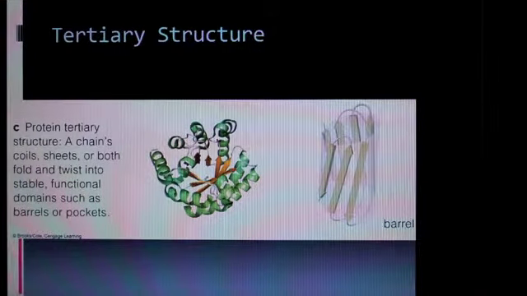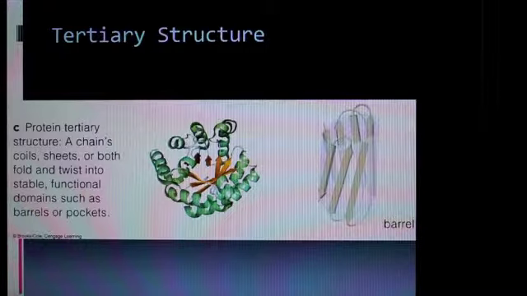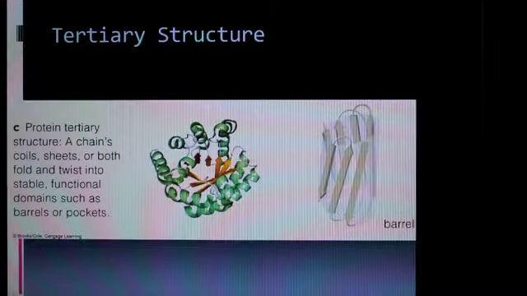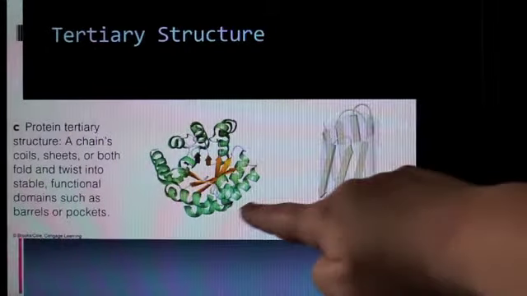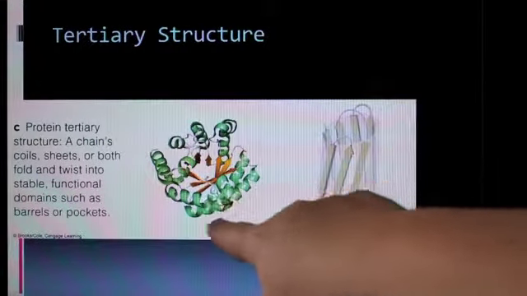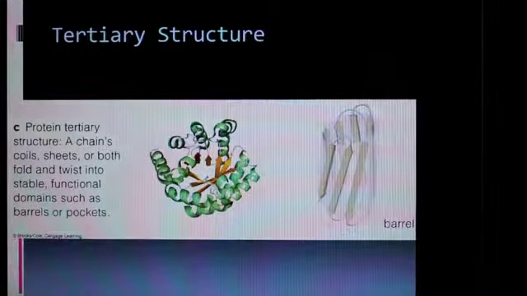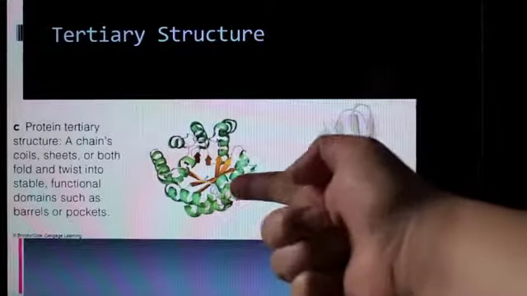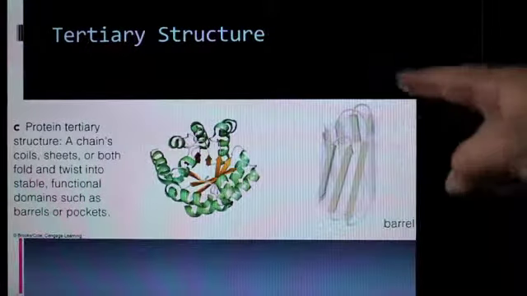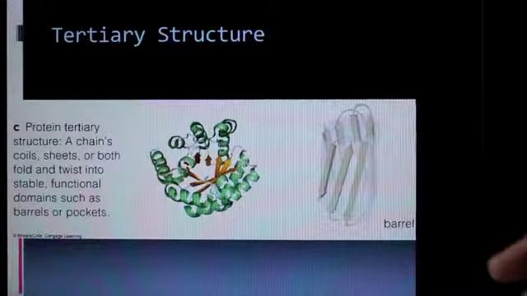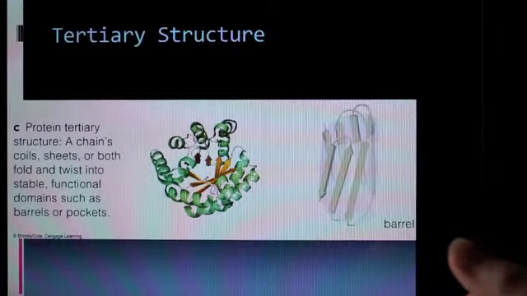Then you have individual coils and sheets interact with each other on the protein. So this is one long protein. Some parts of it have turned into sheets, some parts of it have turned into coils, and now you have a little pocket. This is kind of like a little catcher's mitt. This one, you had a bunch of different sheets that have formed together to form a barrel.